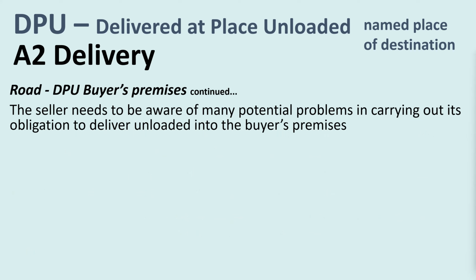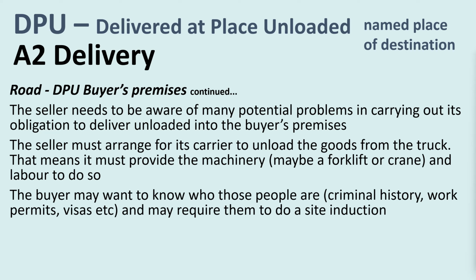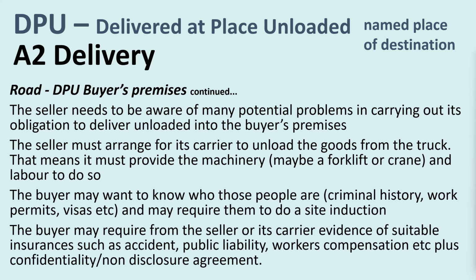Once again, the seller needs to be aware of many potential problems in carrying out its obligation to deliver unloaded into the buyer's premises. The seller must arrange for its carrier to unload the goods from the truck. That means it must somehow provide the machinery, maybe a forklift or crane, and labour to do so. The buyer may want to know who those people are, of course, the criminal history, work permits, visas, etc., and may require them to do a site induction. The buyer may require from the seller or its carrier evidence of suitable insurances such as accident, public liability, workers' compensation, etc., plus confidentiality and non-disclosure agreement.